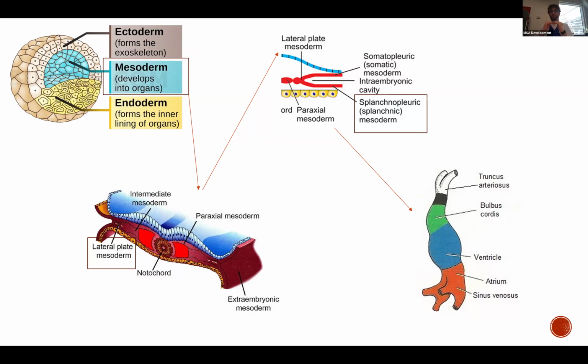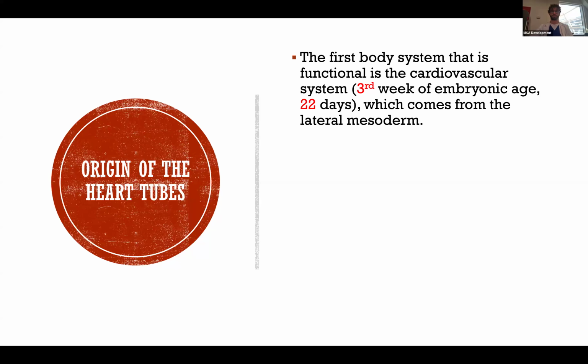The heart tube is divided into 5 sections, from up until down. We start with the truncus arteriosus. Then we have the bulbus cordis. Then we have the ventricle. Then the atrium. Then the sinus venosus. Don't worry, we will explain each one of them in detail in the same diagram in a couple of slides. But for now, let's set the foundations correctly.